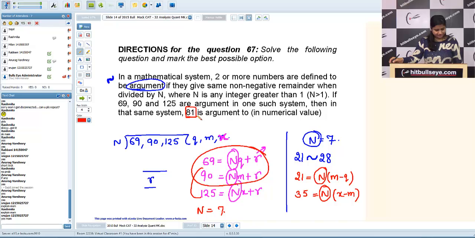Srujan and Rashmita. Is it okay? Okay, let us move.